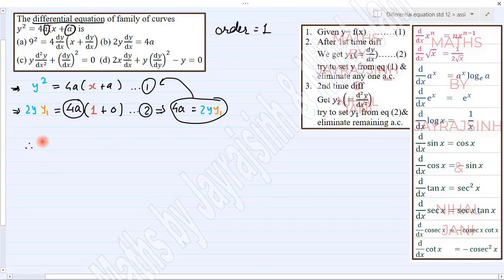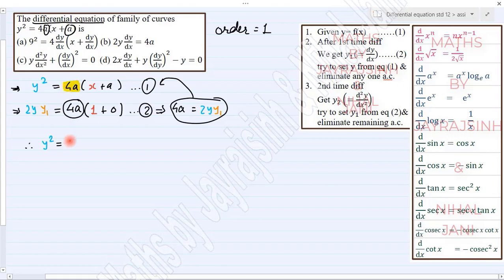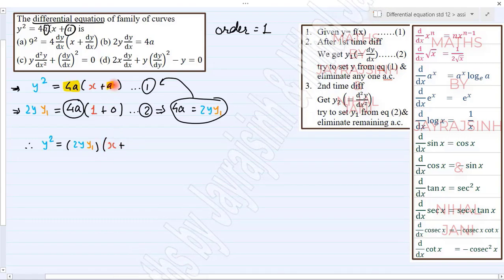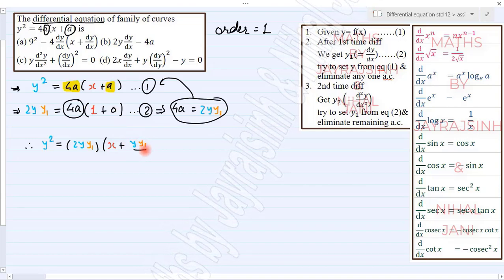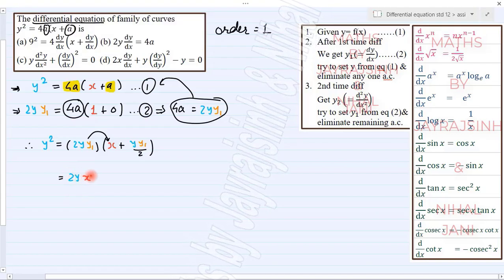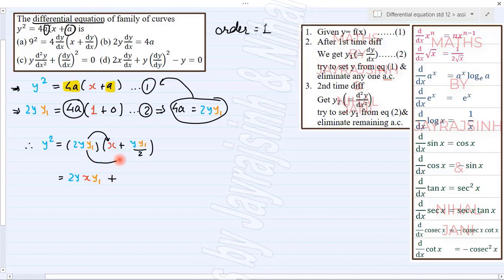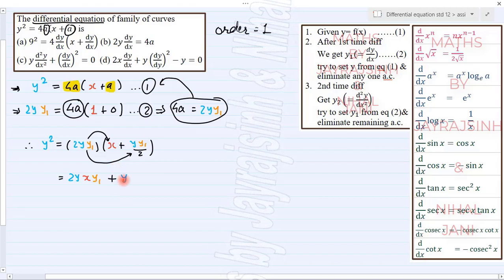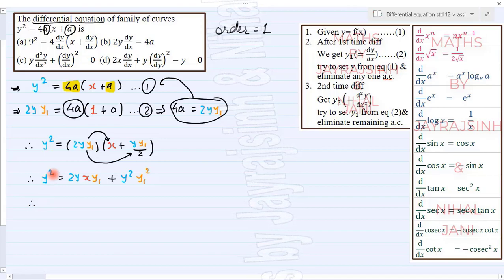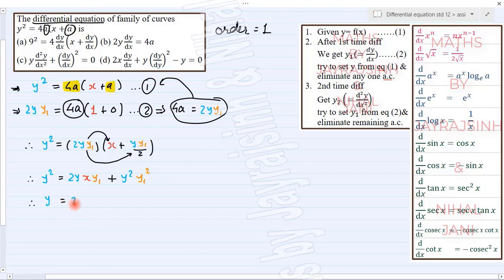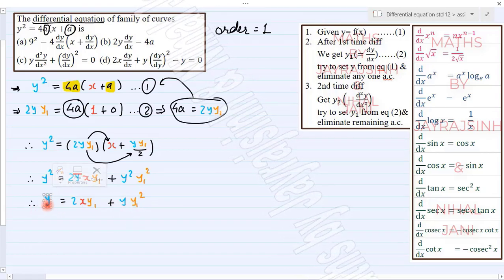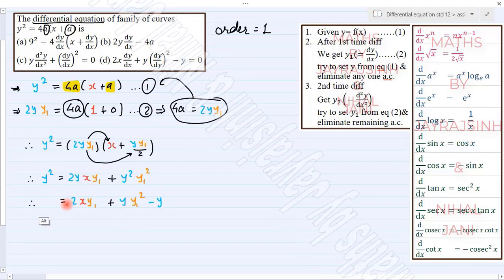So we will get y square is equal to, instead of this 4a, we have to substitute 2y into y1, and x plus, instead of this a, we have to substitute y1 upon 2. If we open the bracket, 2y1 into x will give us 2y into x into y1 plus 2y1 multiplied with y1 by 2 will give us y square into y1 square is equal to y square. Now here we can take y common. So we will get y is equal to 2x into y1 plus y into y1 square, or we can move this y to the right side and we will get minus y is equal to 0.